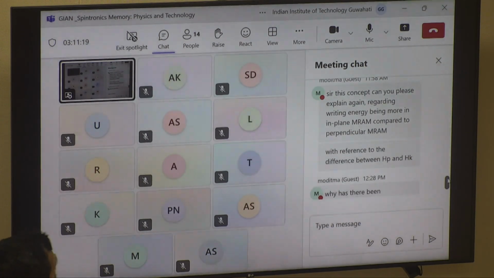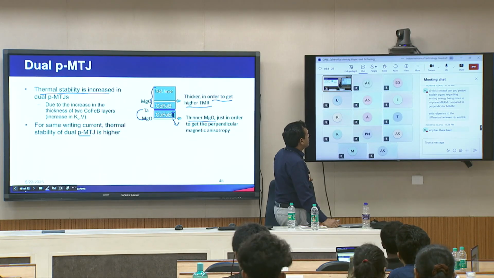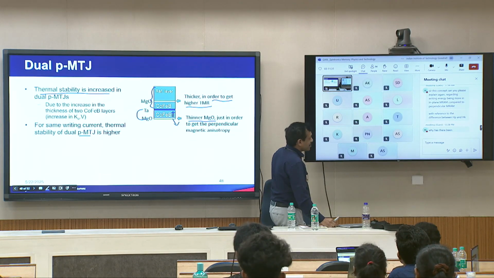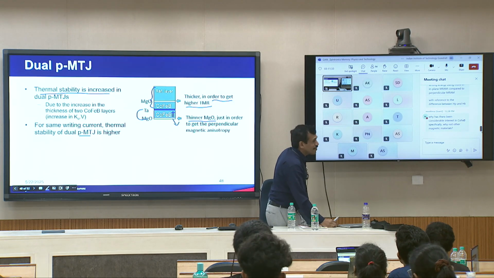Writing energy being more in in-plane MRAM compared to perpendicular MRAM with respect to the difference between HP and HK. Okay, I'll come to that. But first, answer my question. What other material do you want other than cobalt and boron?